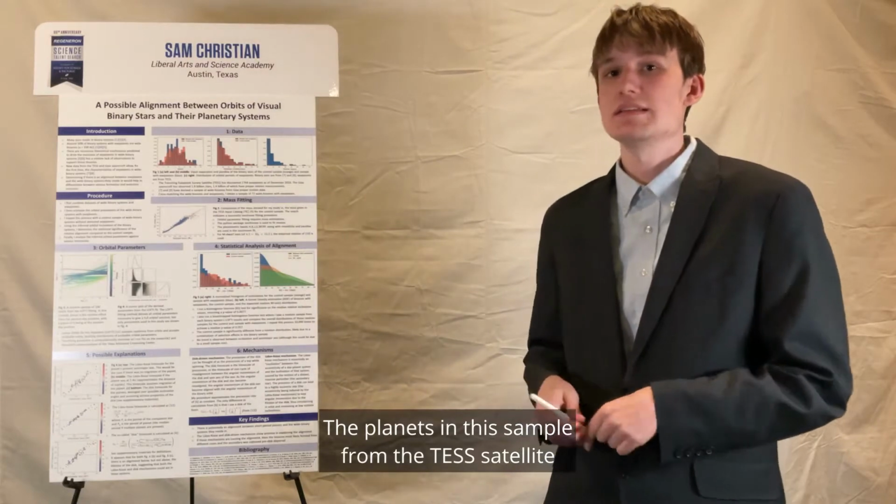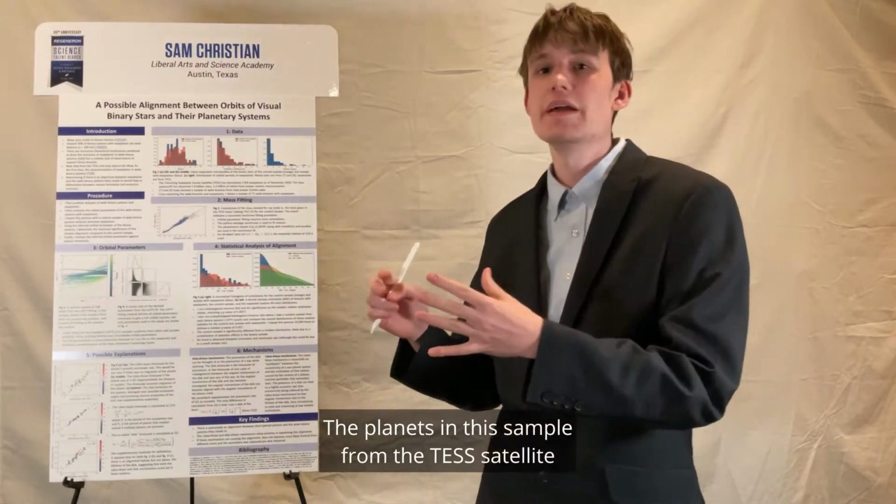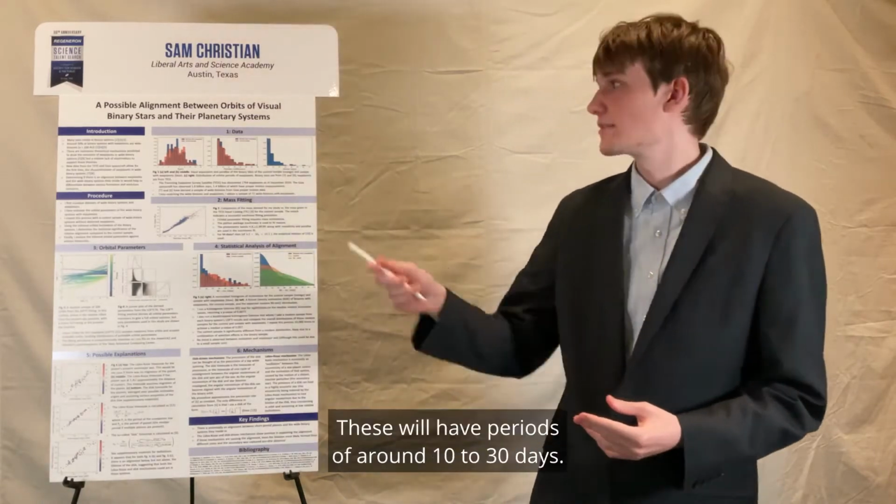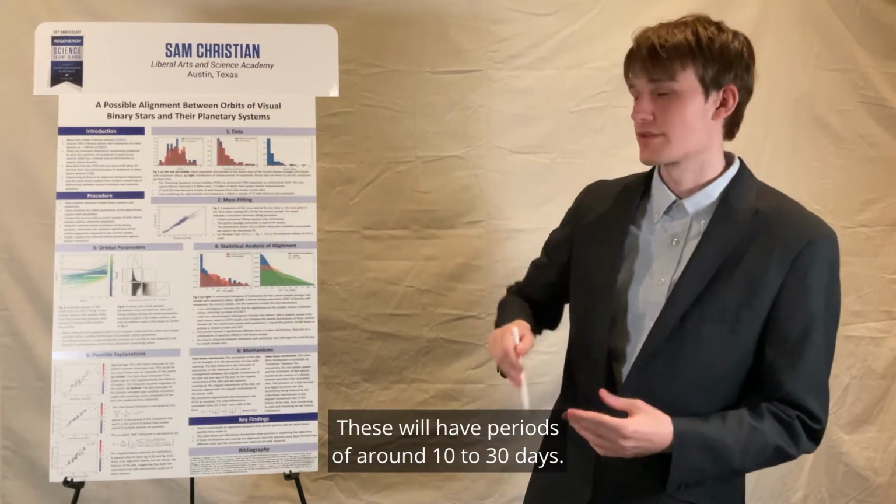The planets in this sample, from the TESS satellite, will also have very short periods. So the period of our Earth is 365 days. These will have periods of around 10 to 30 days.